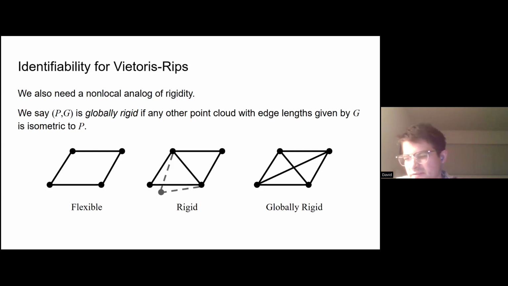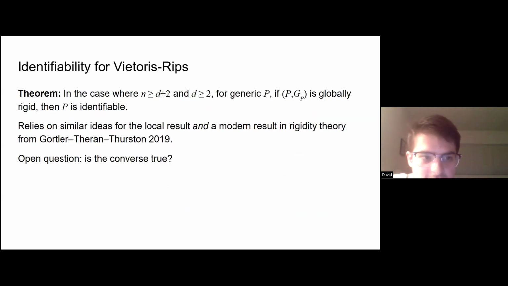It turns out when you have more points, in the plane, or actually in any dimensional space, there's globally rigid graphs that are not complete. But just to give a simple example, I kept it with 4 points. So what we're able to show is that when n is greater than or equal to d plus 2, and d is greater than or equal to 2, if I have a generic point cloud P equipped with the same critical graph from earlier is globally rigid, then my point cloud is actually identifiable.